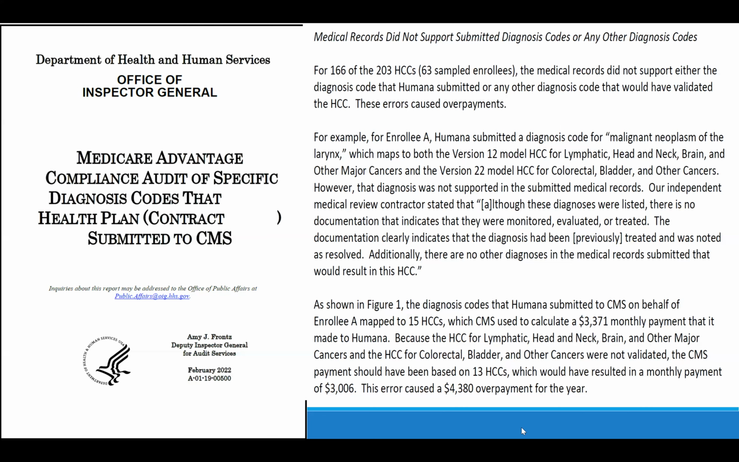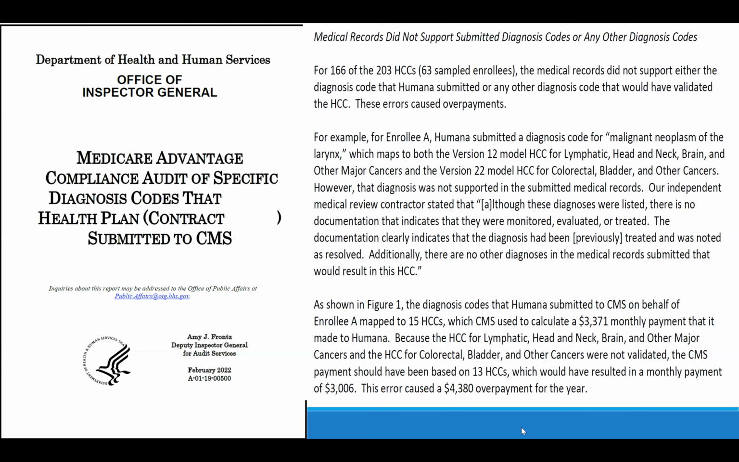Everything starts at the encounter level. Everything comes from the documentation that the provider records from an encounter, and the way that the information is submitted to CMS is primarily now through claims data. So you submit a claim to your payer, and they turn around and send that claims data to CMS to calculate risk scores.